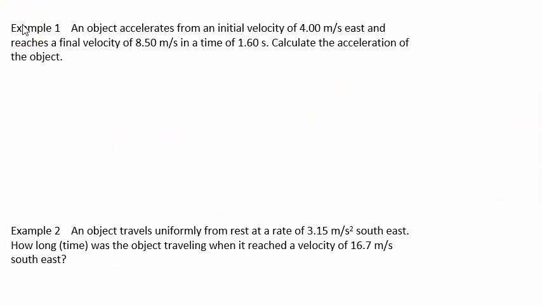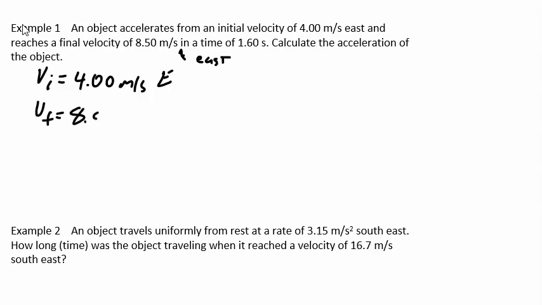We've got an object that accelerates from an initial velocity of 4.00 meters per second east and reaches a final velocity of 8.50 meters per second. And we're going to assume that this is actually in an easterly direction. The question really should have specified that, but we will assume it's in an east direction. And so that's our final velocity over a time of 1.60 seconds. And we want to calculate the acceleration.